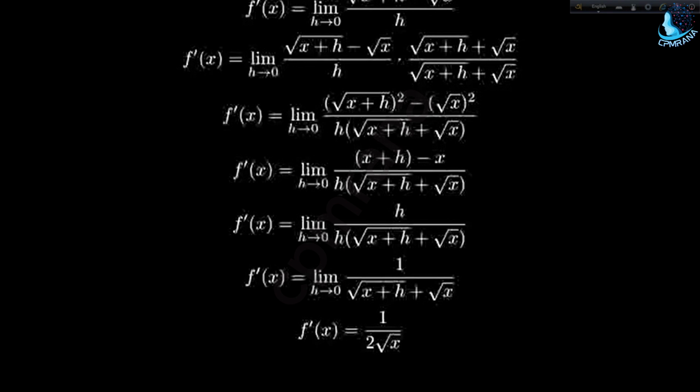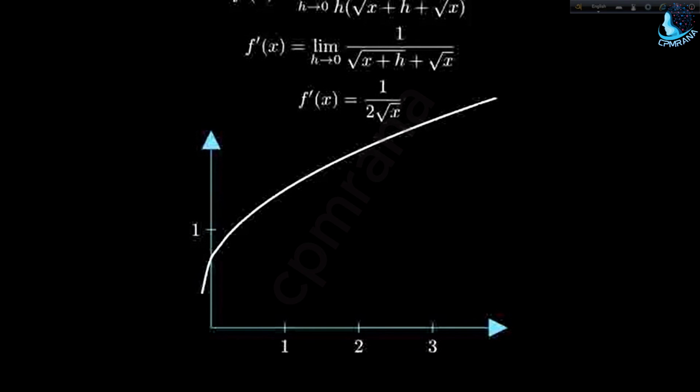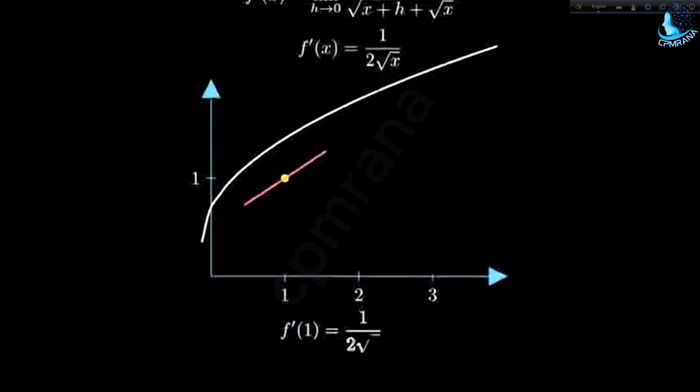Let's visualize what this means graphically. Here's the graph of f of x equals square root of x, and at any point, the derivative gives us the slope of the tangent line. For example, at this point where x equals 1, the derivative equals 1 over 2 times the square root of 1, which equals 1/2. This means the slope of the tangent line at x equals 1 is 1/2.